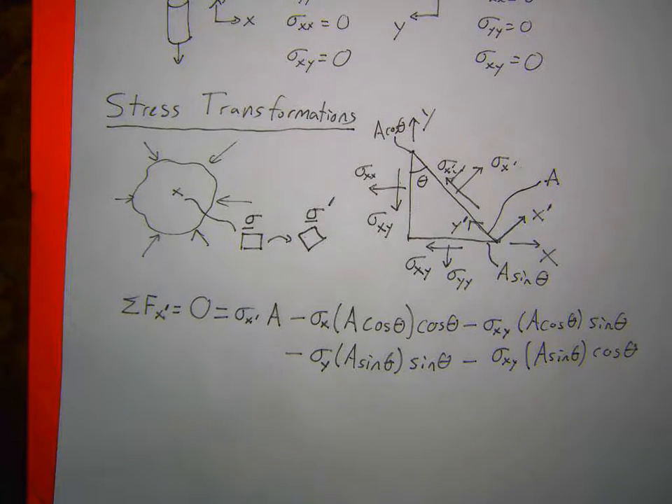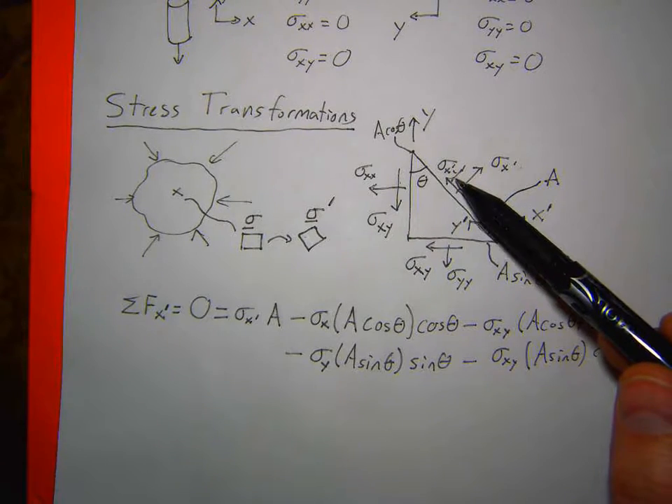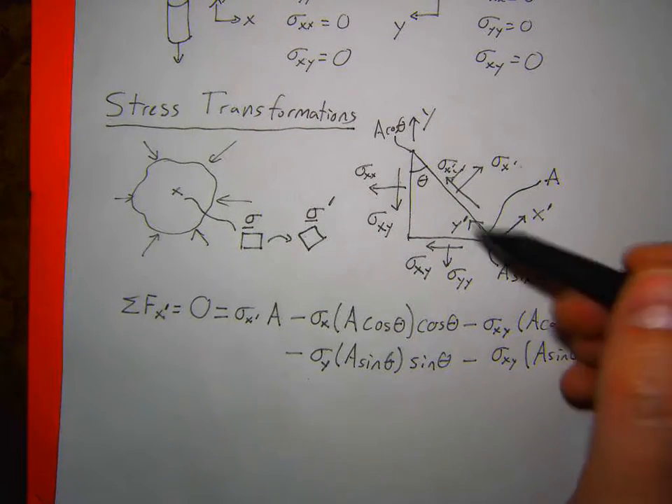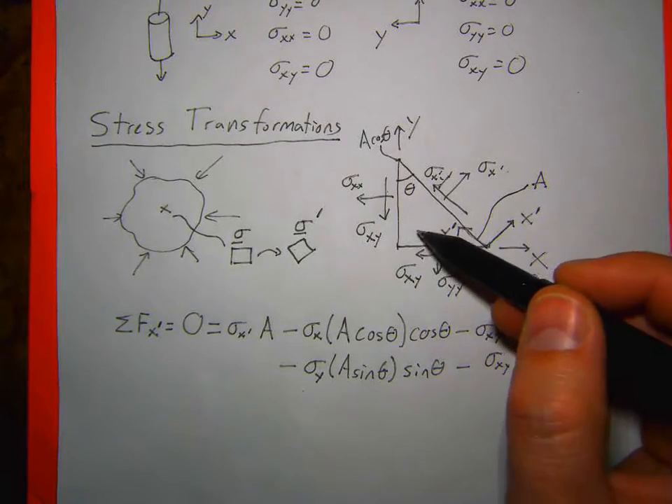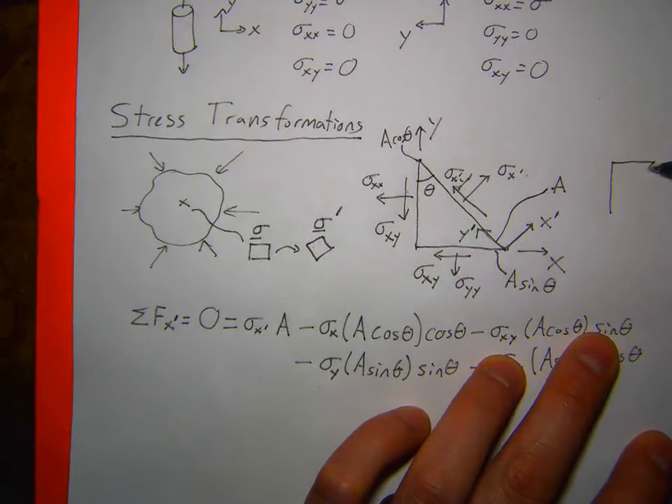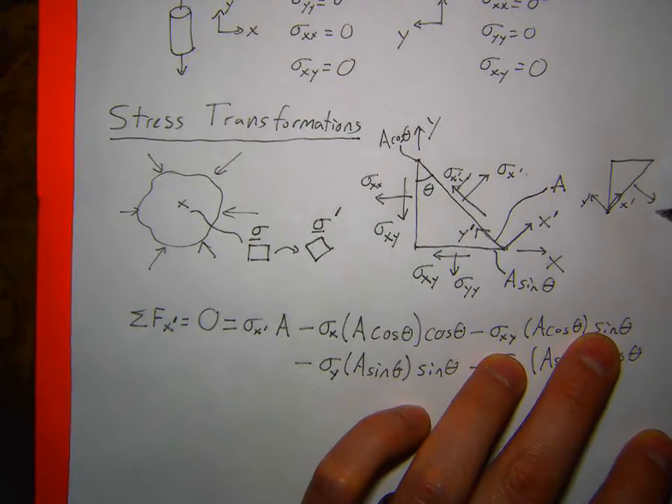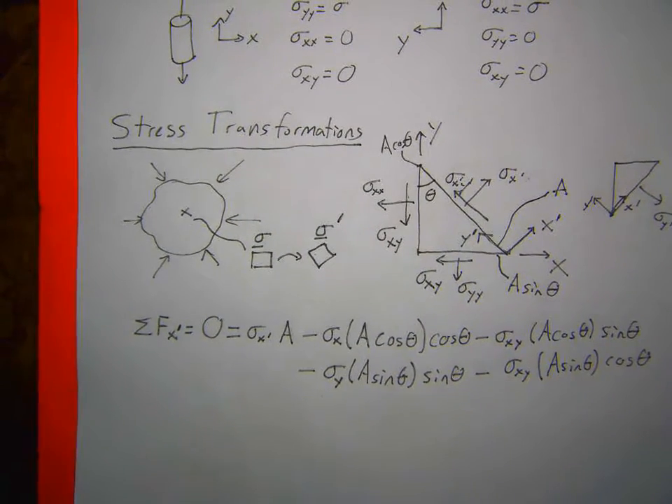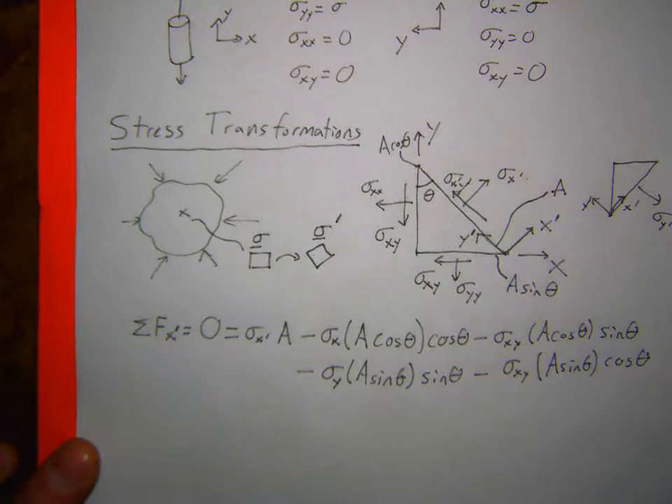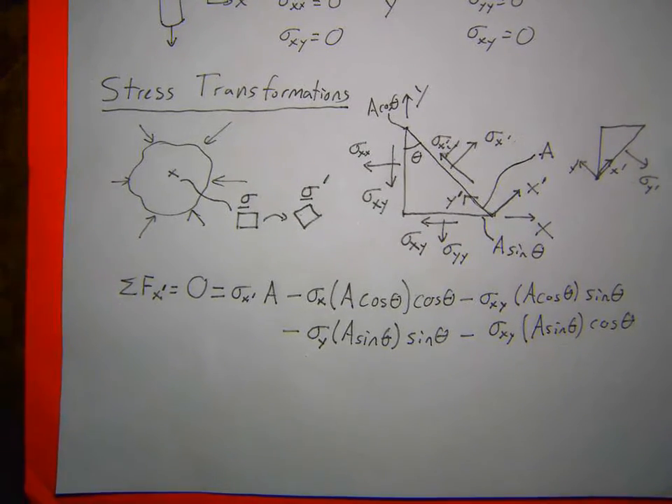I can repeat this again for my y direction. In the new y prime direction, I have the sigma x prime y prime acting. I can take this body again and cut it orthogonally to get the stress in the opposite direction, so I could cut it this way to get my x prime y prime, and then I would have a sigma y prime acting outward. Take the sum of all these. There's a whole bunch of algebra that I'm not actually going to show you here because it's not super important. If you want to go through the algebra, you're welcome to.